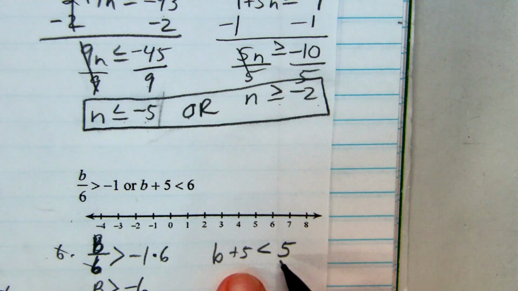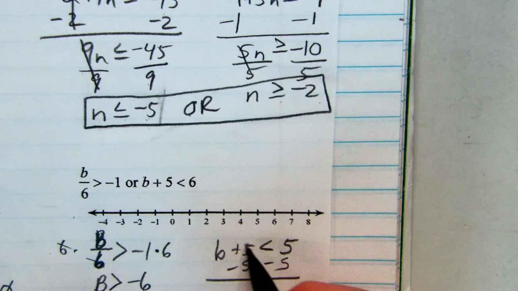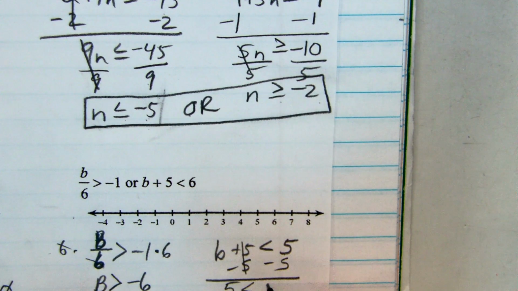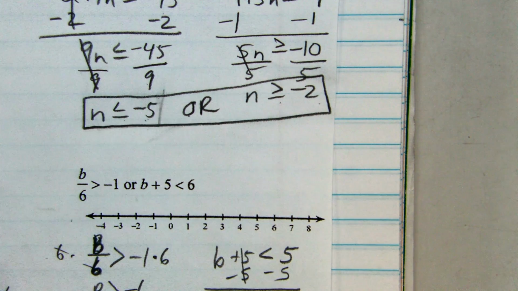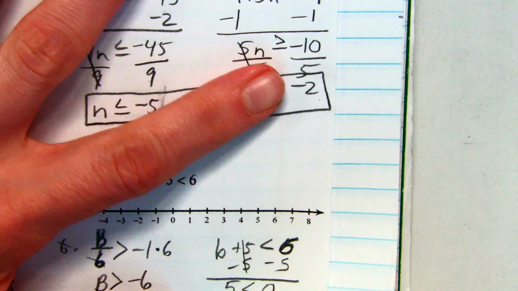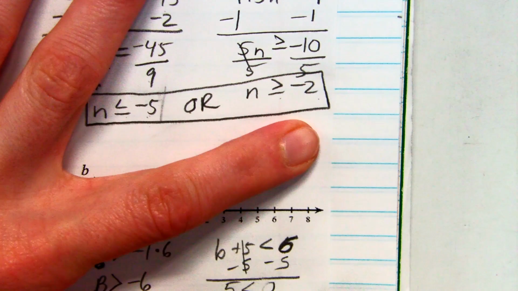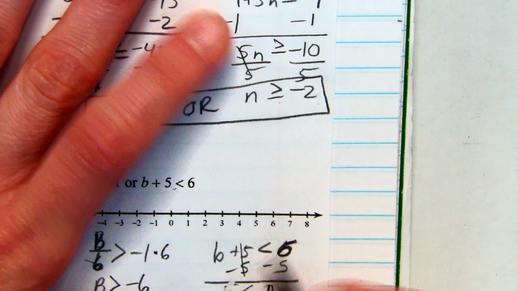What do I do on this one? Subtract 5. Subtract 5 on both sides, so I'll get b is less than 1 because it's 6 minus 5. Oh, it is 6. Man, I'm having a hard time today. So that was 6, which will make this 1. And I wrote a 5 instead of b, so I'm really having a hard time. b is less than 1.